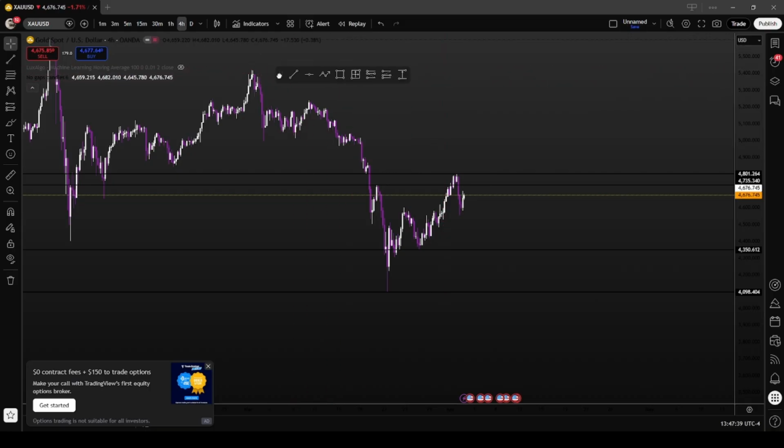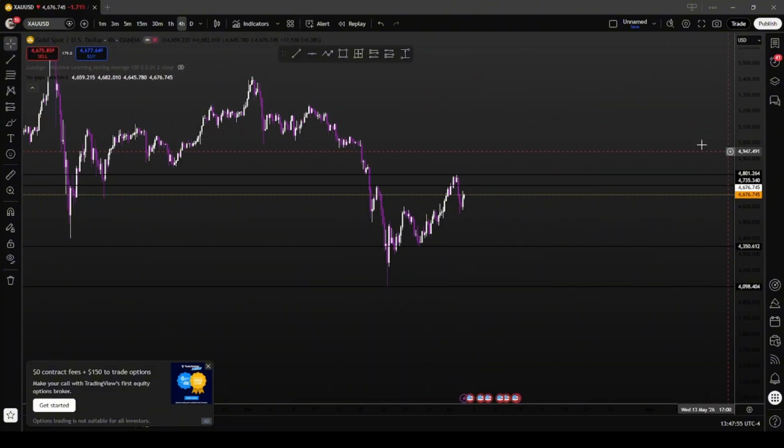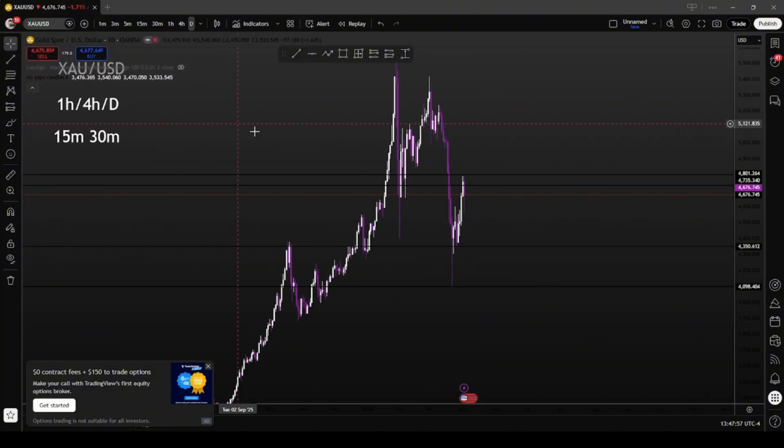Here are my specific settings if you would like them for my drawings. I have a price range, longs, shorts, data and price range, rectangle, path, horizontal line, and trend line. So that is pretty much it for all the drawings.